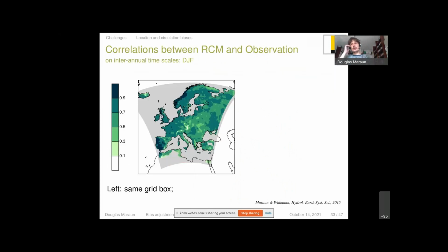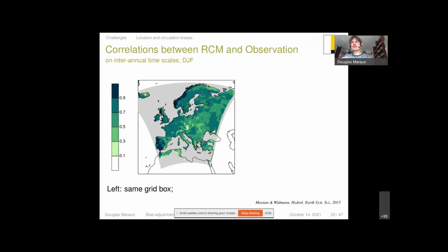Now let's have a look at location biases. So here, what we did is we looked at the correlation at the seasonal scale between observations and an RCM, which is driven by reanalysis data. So on longer time scales, these should be synchronized. And you see, in particular in the coastal regions, the correlation between the observations and the model is almost 1. And in many regions, it's above 0.7. So I would say this is a really, really high correlation.